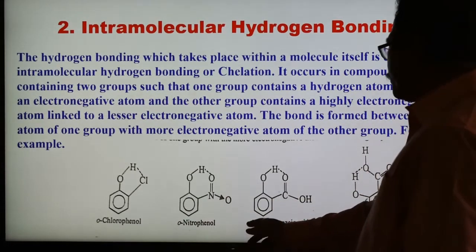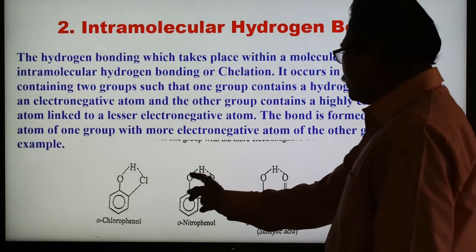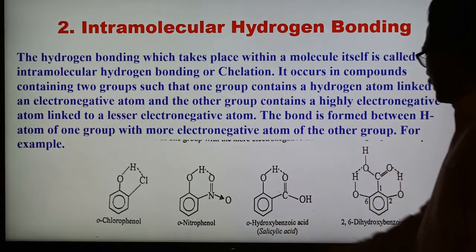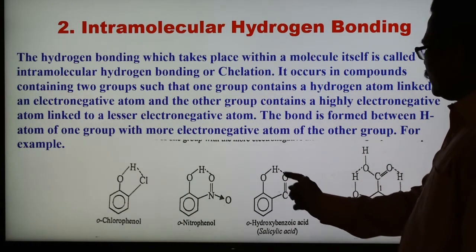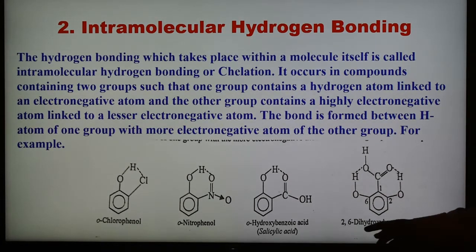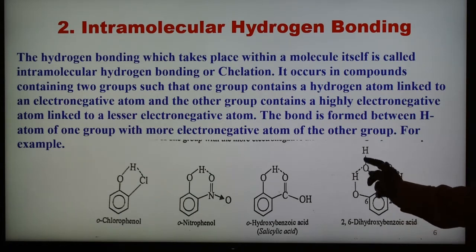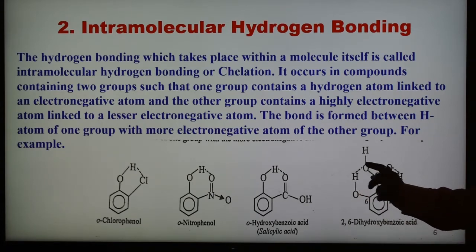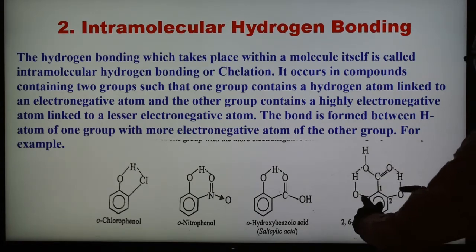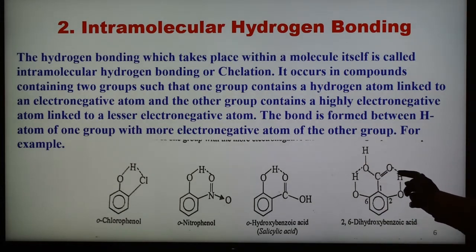Another example is nitrophenol, orthonitrophenol, NO2 and OH. So here is a bond. Another example is salicylic acid having OH and COOH. So here is the formation of a bond between hydrogen and oxygen. Then 2,6-dihydroxybenzoic acid. Here this is the COOH, and this is one OH, this is another OH. So these two OH and the COOH, here is a formation of a bond, and here is also a formation of a bond. In this way, this intramolecular hydrogen bond is formed within the molecule.